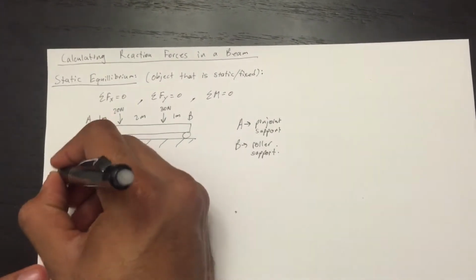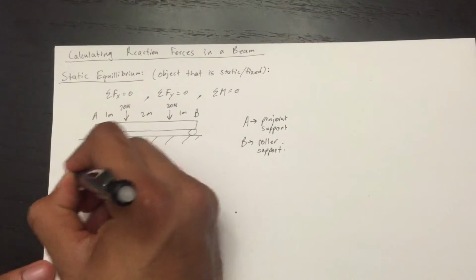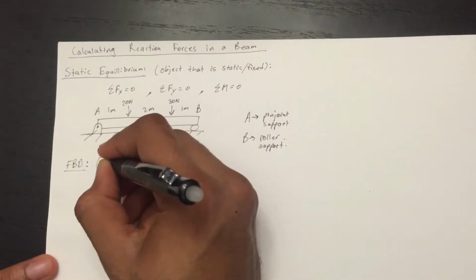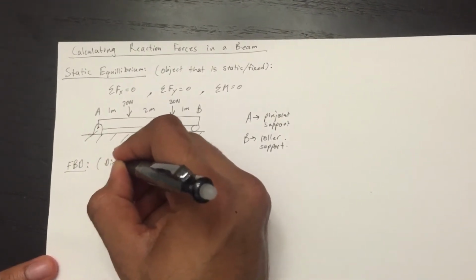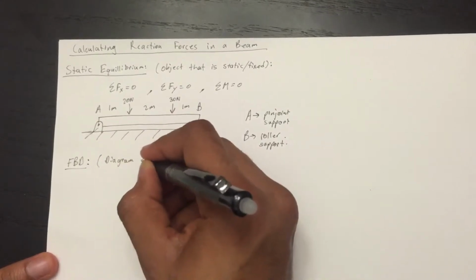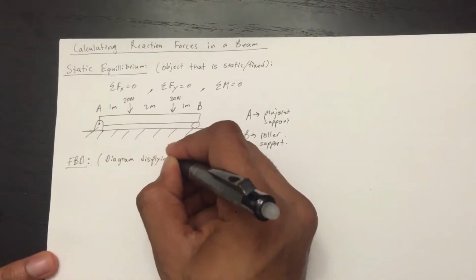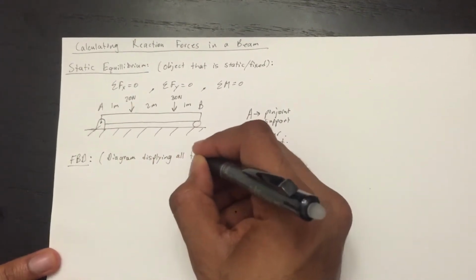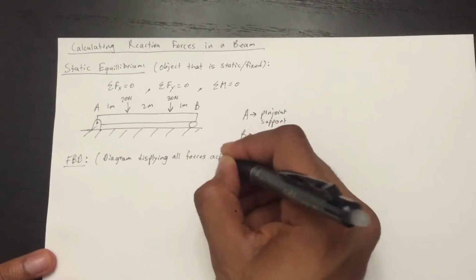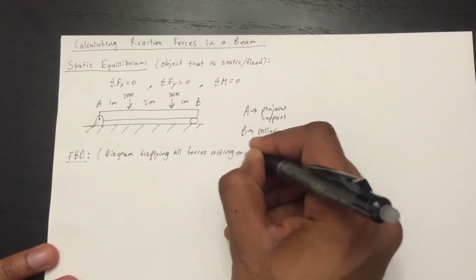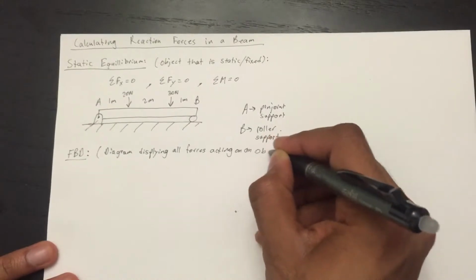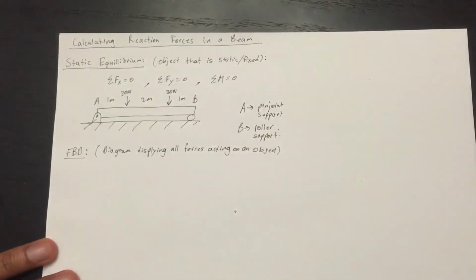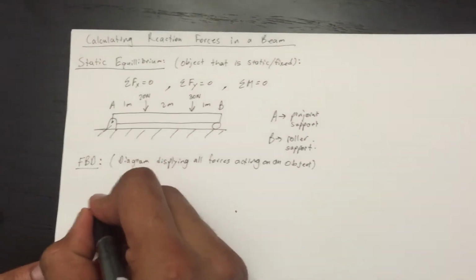Now, let's draw a free body diagram. And what is a free body diagram? It's a diagram displaying all forces acting on an object. So, let's draw our beam.